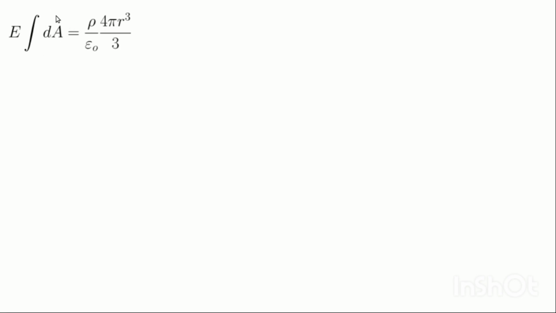So what is the area of that inner Gaussian surface? It will be 4 pi r squared. So at this point, we can eliminate these parts, and we have our E equal to rho r all over 3 E naught. Our r here must be less than a.